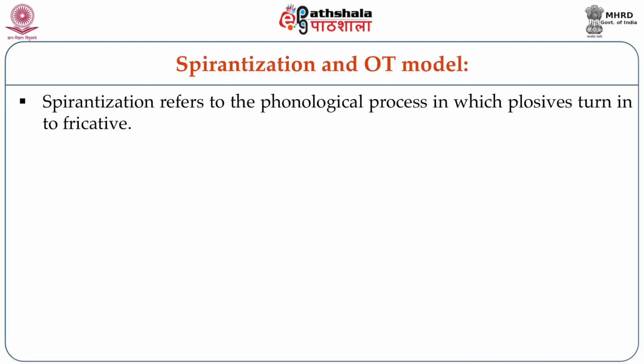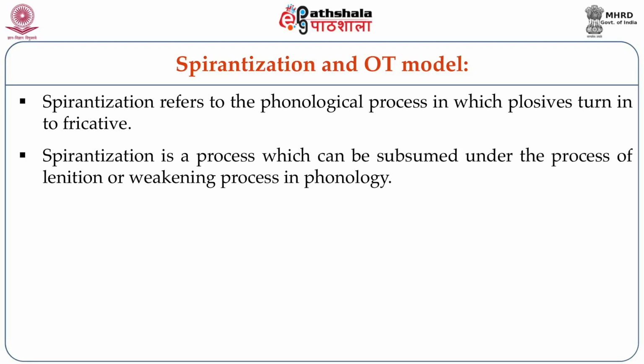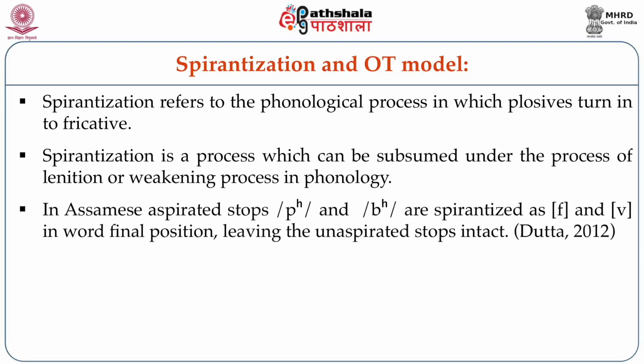Now let's move to another phonological process known as spirantization. Spirantization is a process of lenition, the process in which plosives turn into fricatives. So spirantization is a process which can be subsumed under lenition, or weakening processes in phonology. Let's see some examples from Assamese aspirated stops. Ph and bh turn into f and v in word final position, leaving the unaspirated stops intact, which I have mentioned in my paper on spirantization, 2012.